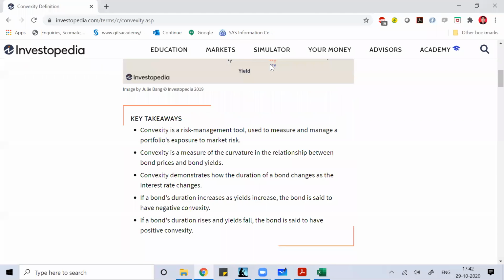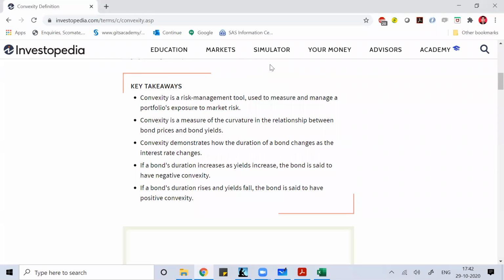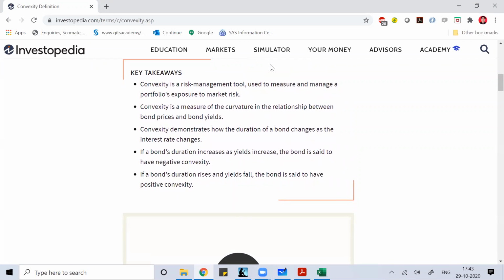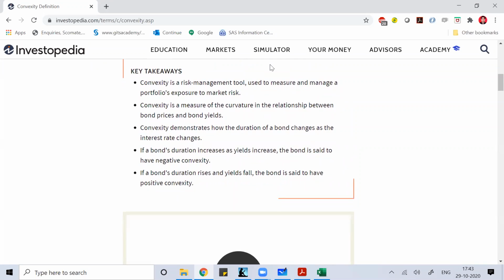You can see all this is written. Convexity is a risk management tool used to measure and manage the portfolio exposure to the market risk. Convexity is a measure of the curvature in the relation between the bond price and the bond yield. Convexity demonstrates how the duration of the bond changes as the interest rate changes. If the duration rises and yield falls, the bond is said to be positively convex. While if bond duration increases as the yield increases, the bond is said to be negatively convex.